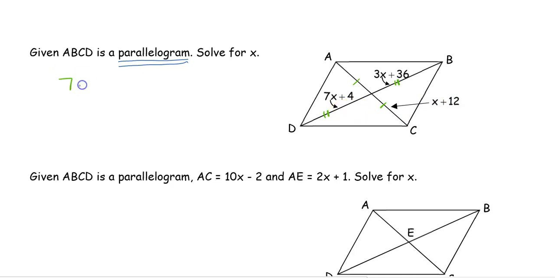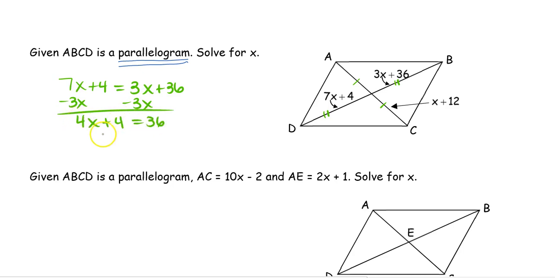All we need to know is that the 7x plus 4 is going to be equal to the 3x plus 36. And again, I know that because the diagonals are bisecting each other, and bisect means that we're going to cut it into two equal pieces. So to solve for x, we move our 3x over, giving us 4x plus 4 equals 36. To move that 4 over, we do the opposite. So since I'm adding, I subtract. 4x equals 32. Last, we divide by 4. And we find that x is going to be equal to 8.